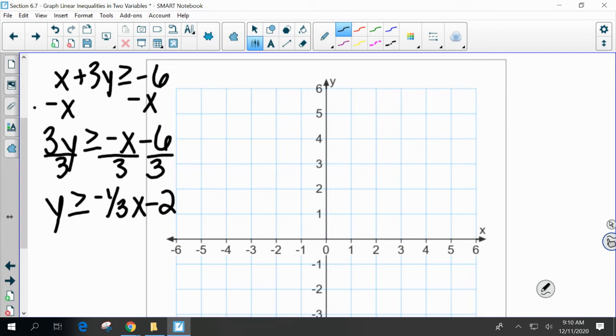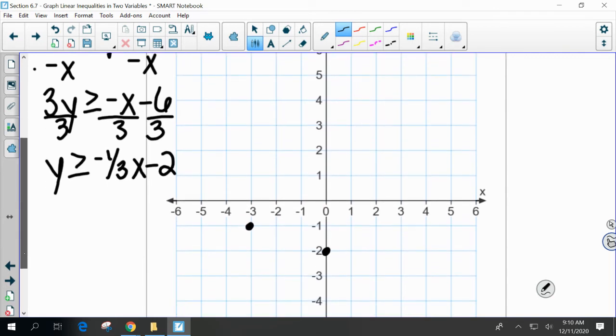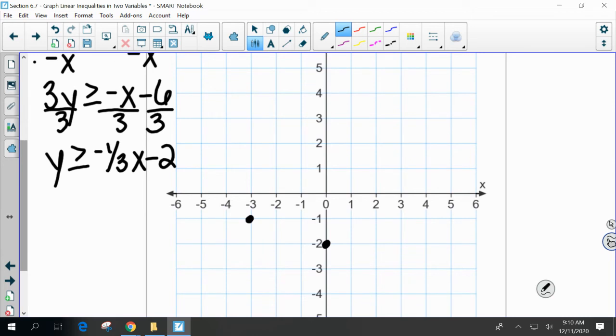Okay, so I'm going to start by graphing my intercept at negative 2. And then I'm either going down 1, right 3, or up 1, left 3. So down 1, right 3. And then this would be a solid or dash? Solid.